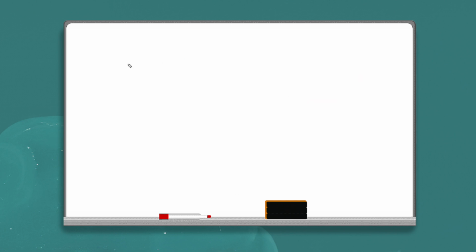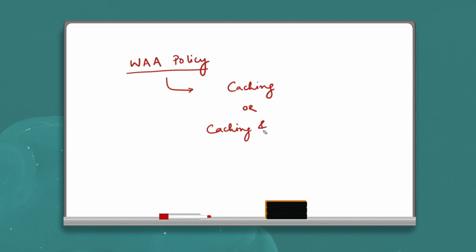So how do you work with web application acceleration? First of all, you create a web application acceleration policy. While creating the policy, you define whether it should include caching or both caching and compression. So you have two choices: you can go for caching, and you can go for caching and compression.